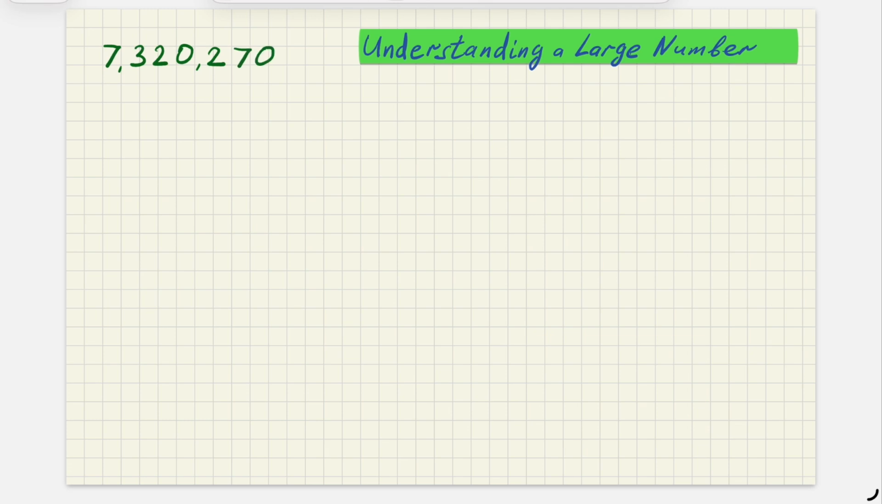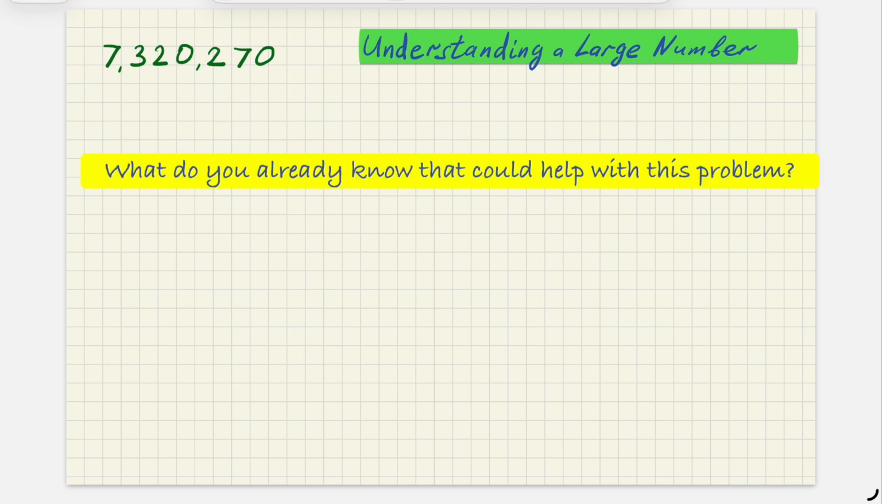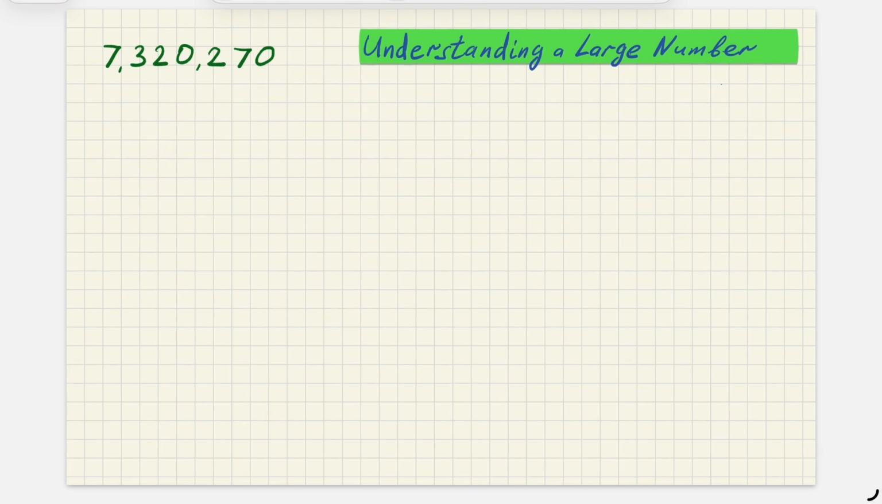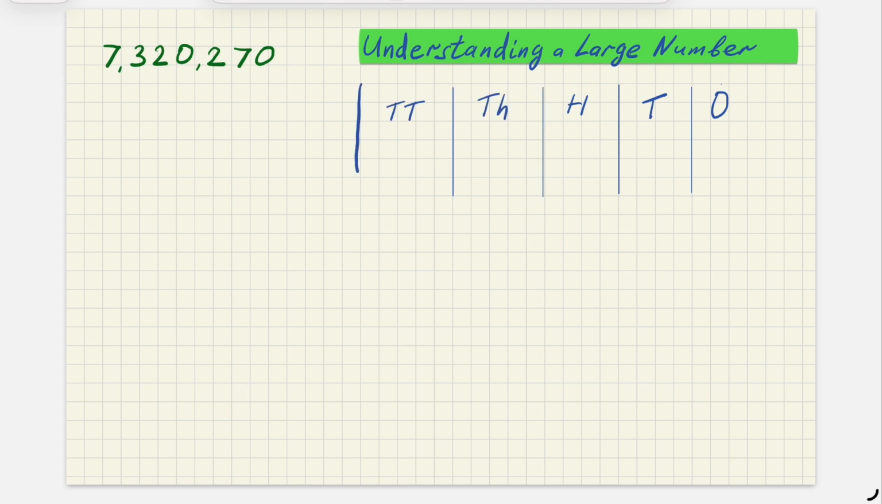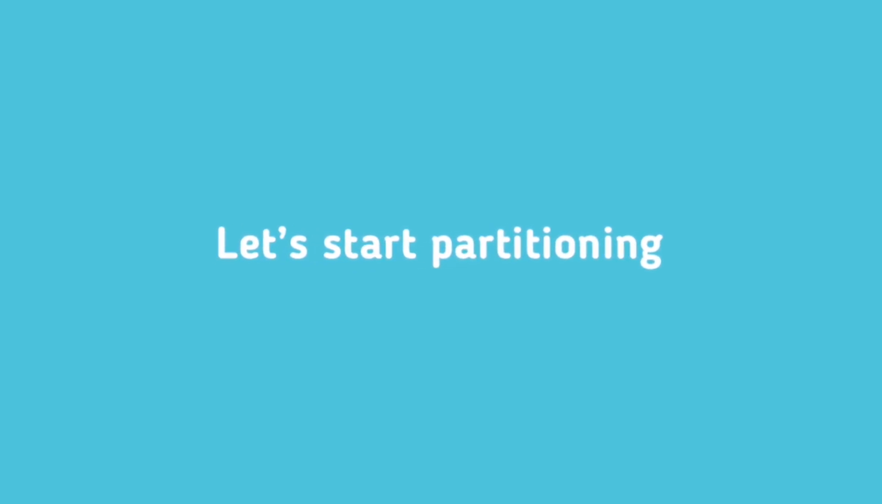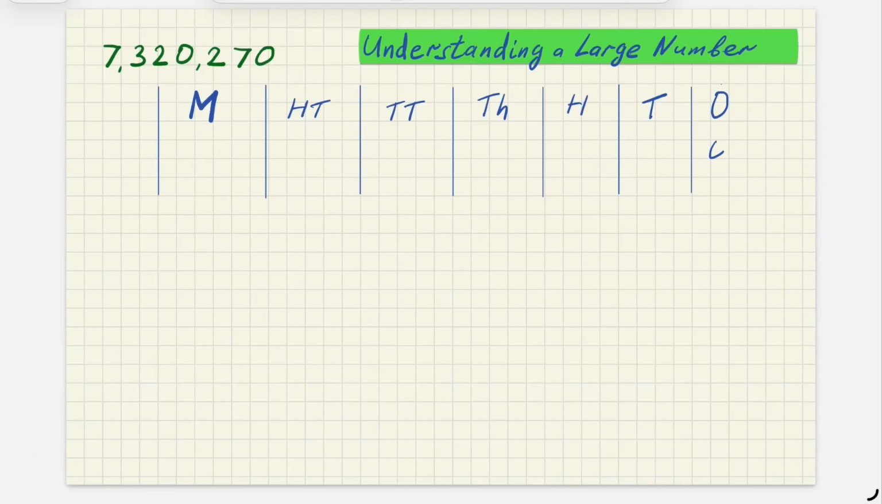Before we do anything else, let's break it into its place value components. What do you already know that could help with this problem? If your answer is place value charts, you are absolutely right. Let's write the place value charts for this number. Starting from right to left, we have ones, tens, hundreds, thousands, 10,000s, 100,000s, and we add here millions. The digit 0 is in the ones place. That means 0 ones, or simply 0.